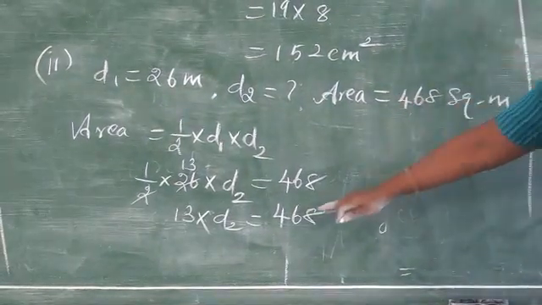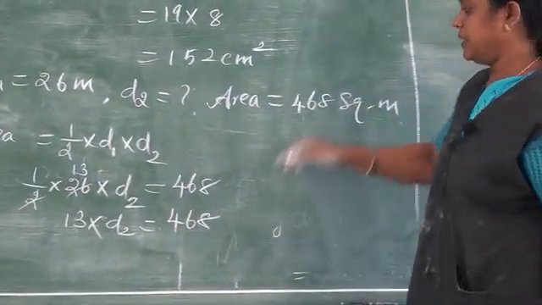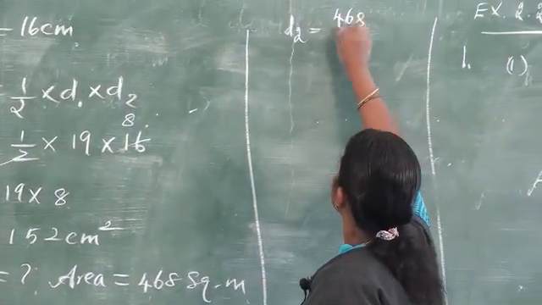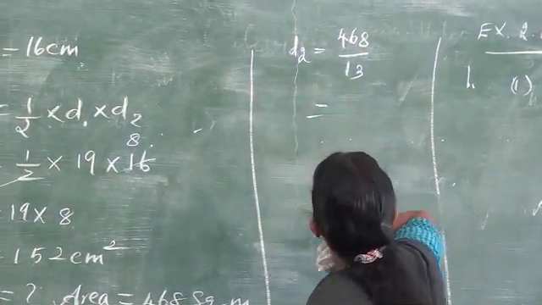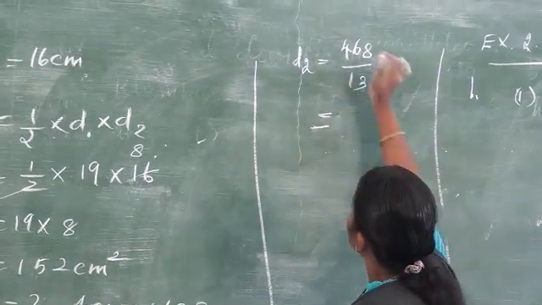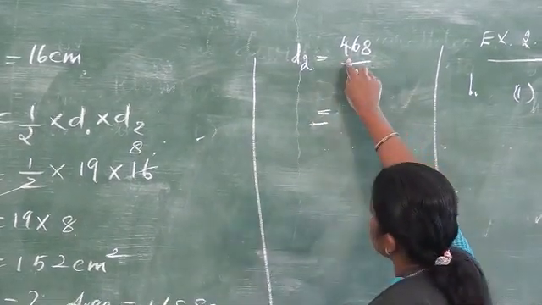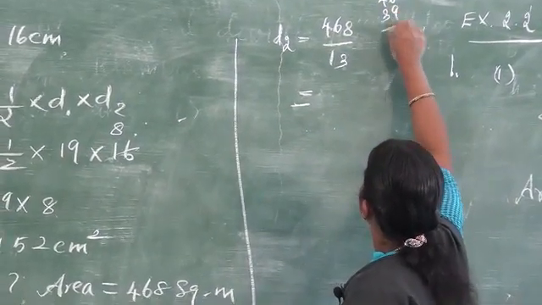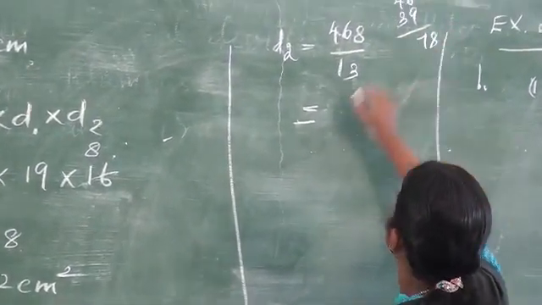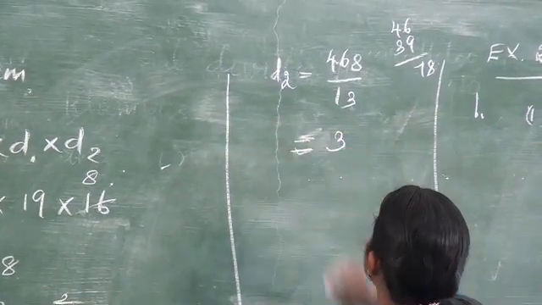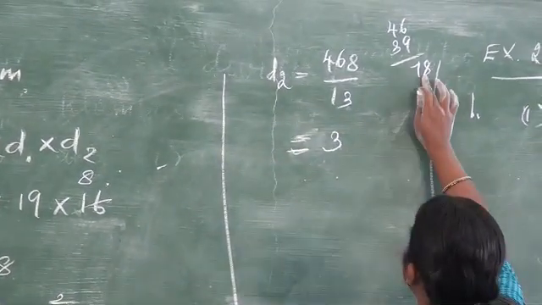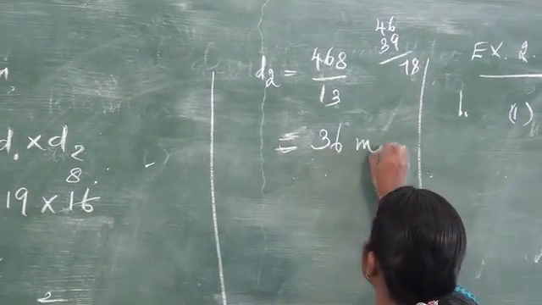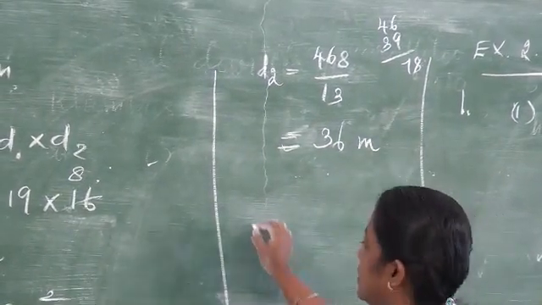Now here multiplication, it goes on that side, it will be division. So D2 equal to 468 by 13. Go for cancellation method. How many 13s are there in 46? 3. So 46, 39, you are getting 78. How many? 3 13s are 39. Then how many 13s are 78? 6 13s are. So D2 equal to 36 meter.